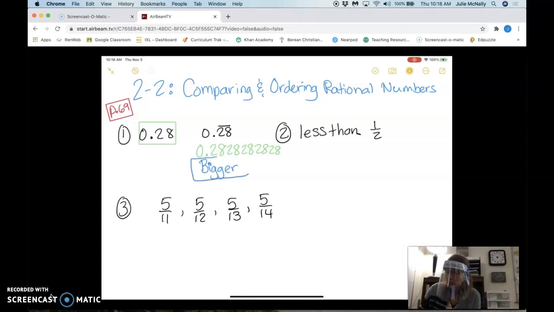Any questions about that? Yes, whatever I write, you write. Okay, make sure you copy all these notes into your math journal.